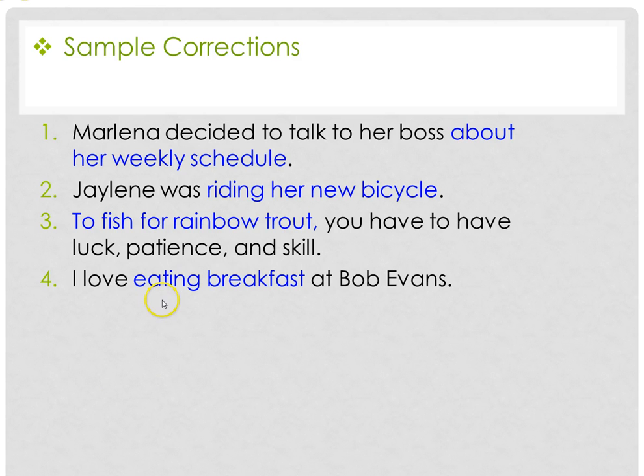Number 4, I inserted the phrase into the middle of my sentence. So it is not set off with commas here because it is the object of the verb love. I'm explaining what I love to do at Bob Evans. So I love eating breakfast at Bob Evans. And number 5, I had 2 tests on the same day. For this one, I added a new subject and a new predicate to fix my sentences. So double check all your sentences. Are they all complete? Did you capitalize and punctuate? If so, good job. Now let's move on and talk about dependent clauses.